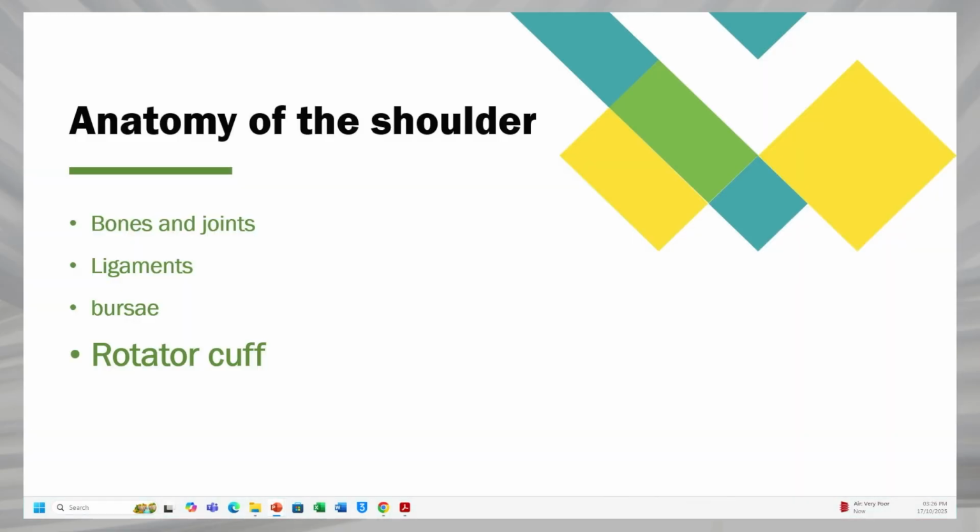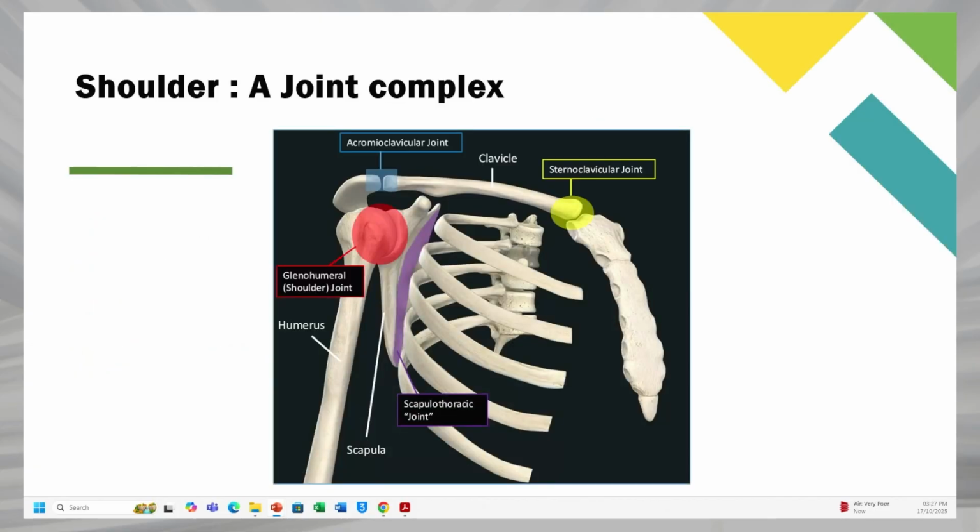So let's start with the anatomy. In the anatomy of the shoulder, obviously, usually we talk about bone and joints, ligaments, and bursa, but when it comes to the shoulder, we'll be essentially talking about the rotator cuff, as you know. So the shoulder is complex. We call it, by the way, the shoulder complex. It's complex because it's not one joint. It's basically a complex of 3 or 4 joints, according to the authors.